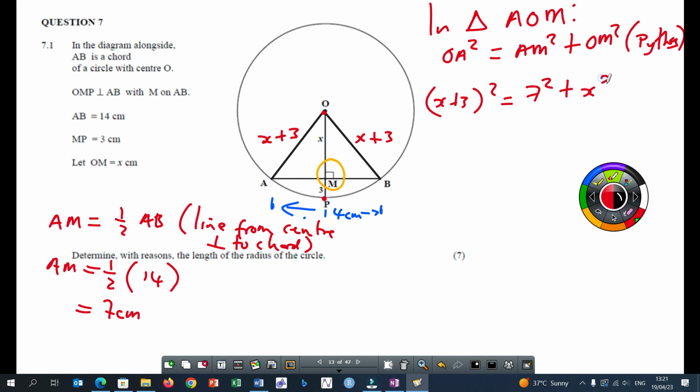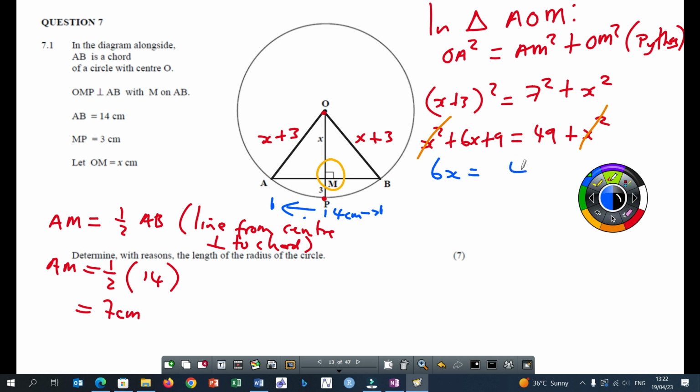OM is X, so that will be X squared. Now, this X plus 3 squared, it's a binomial squared to give you a perfect square trinomial. So you get X squared plus 6X plus 9 equals 49 plus X squared. Now, if you were paying attention yesterday, you see that this X squared and that X squared cancel out. So you're left with 6X equal to 40. So X is going to be 40 over 6. But because we are dealing with length, generally it's better to leave the answer as a decimal.